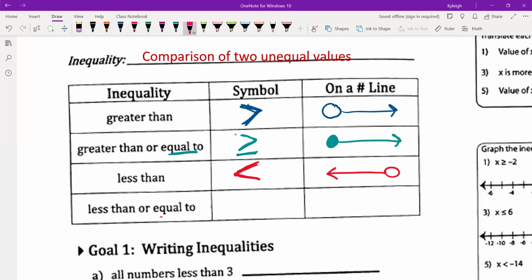When it's less than or equal to, it's still less than, so it's still going this way. But now it's got the line under it because it's equal to. And now it's a closed circle going to the left. Okay, so we're going to take all of that and just understand where it goes.